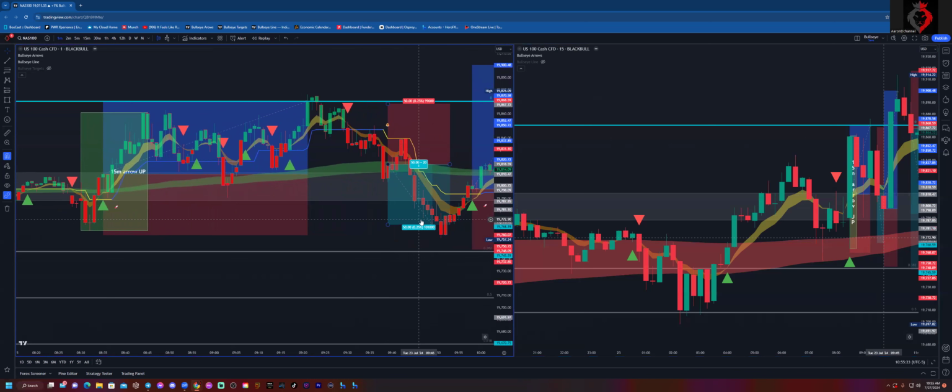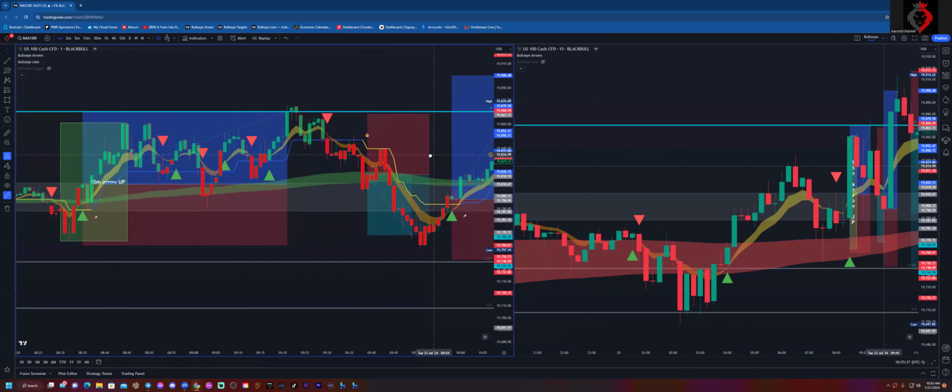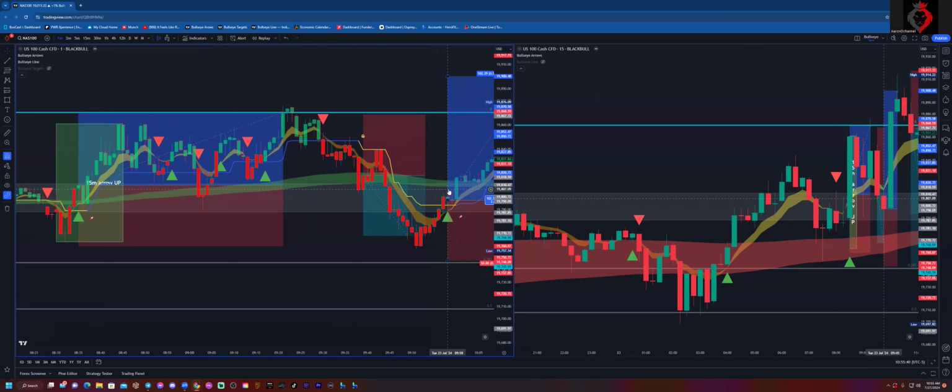And then we still have a green arrow. So then I'm looking for a green. Well, we still have a green arrow on 15 with a red cloud on 15. We have a green cloud on 1. And then we take that next green arrow up. That's a B setup buy.